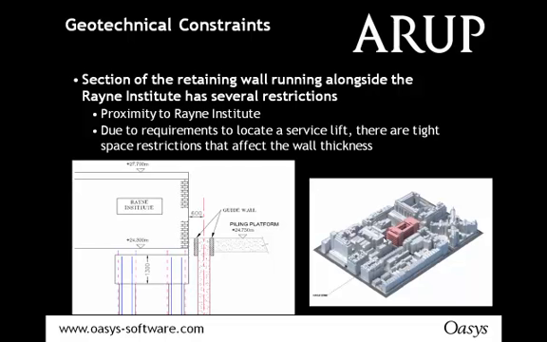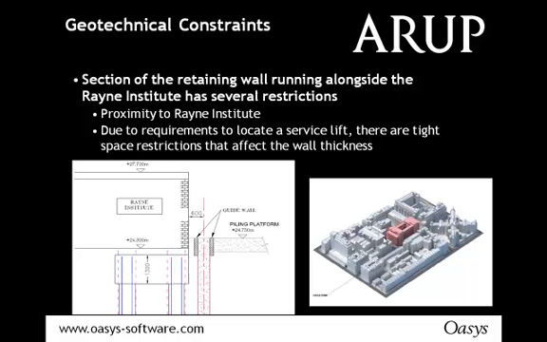Now, this was the construction of the UCL hospital. And the UCL hospital was constructed in a densely populated urban area, and it was running very closely adjacent to a lot of buildings, in particular the Rayne Institute. So the section of the retaining wall running alongside the Rayne Institute had several restrictions. So one was just the proximity, really, and it was within 300 mm of the Rayne Institute, and it was very close to the pile cap, as you can see to the left-hand side.